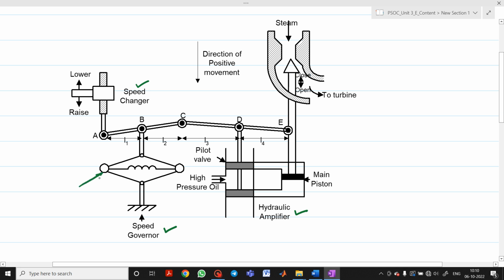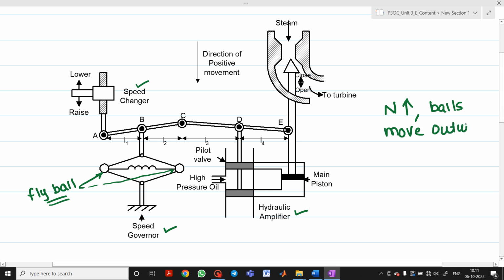If you see, these are the two balls which are shown here. I can write the name of these as fly ball. So what is to be observed here? This fly ball is the heart of the system which will sense any change in the speed. Now, if the speed N is more, then what happens to the balls? The balls will move in an outward direction.